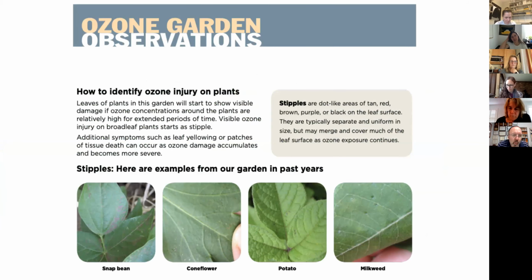Yes, so we have Ozone Garden worksheets for citizen science data collection, and this is the front page, or part of the front page. I've condensed some of the material so that it fits better on this slide. Basically, we provide this front page that has a little bit about how to identify ozone injury on plants and talking about stipples. And then these photos are an attempt to provide some basic starting points of stipples from the garden, and also the different plants that we have in our garden.